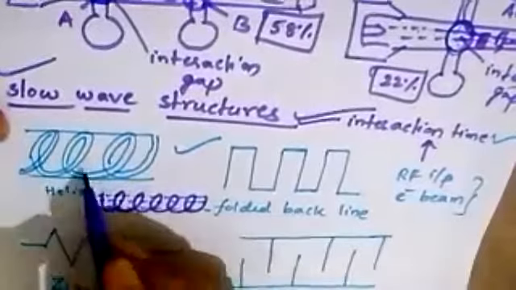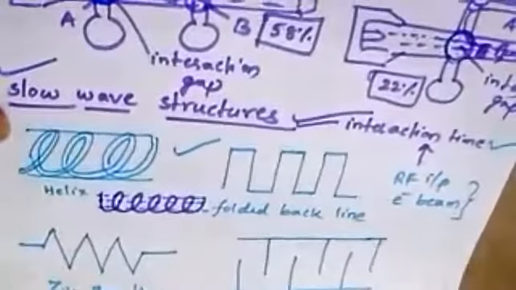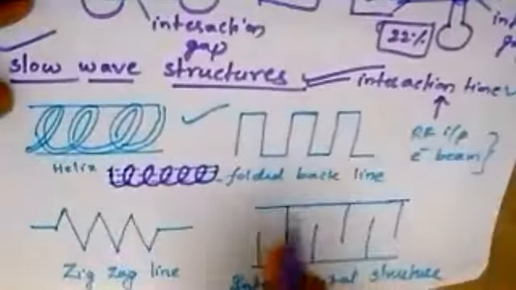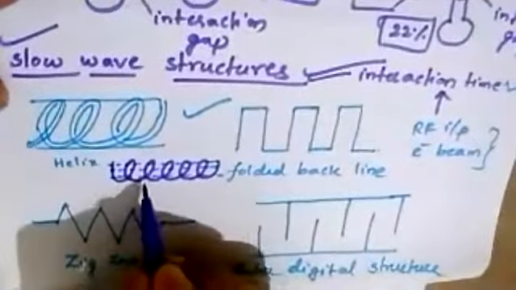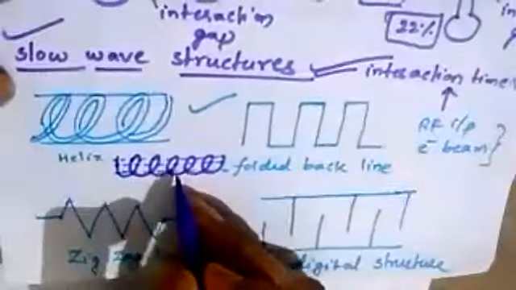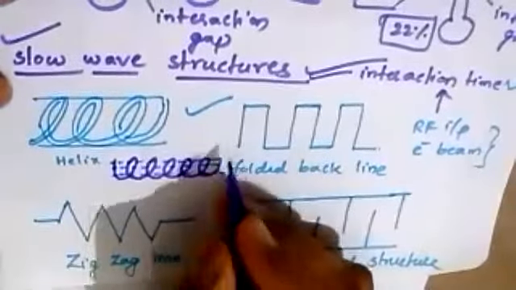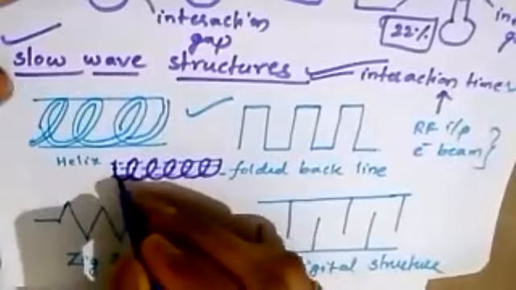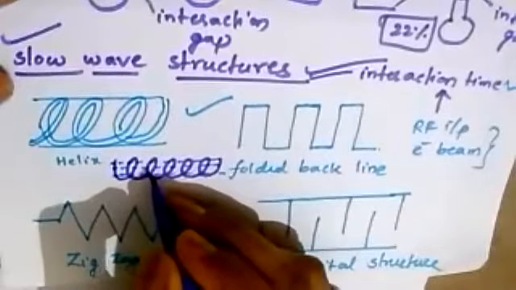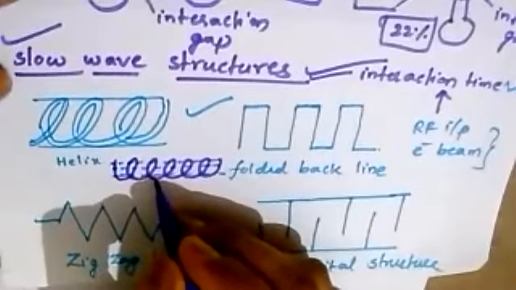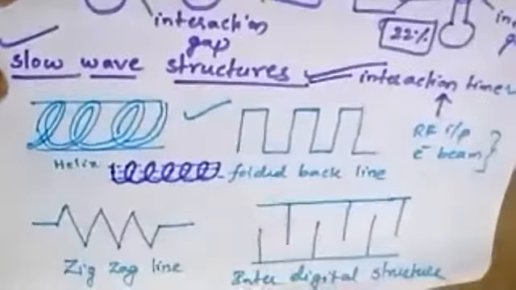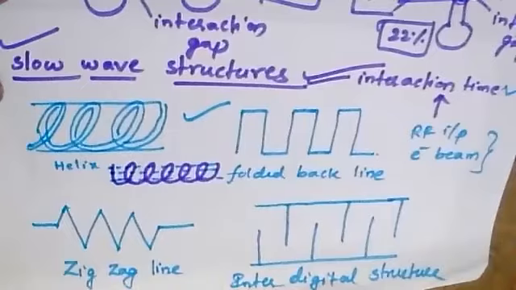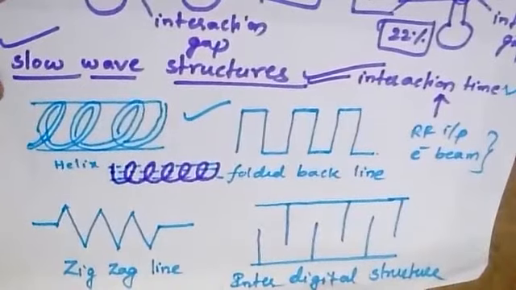We can prefer either helix, folded back, zigzag, or interdigital. Either of these structures can be used here, but we prefer the helical slow wave structure, which is very easy to design, and it has been found that the maximum results are easily obtained using this particular helical structure. So that's the importance of slow wave structures which we have discussed today.